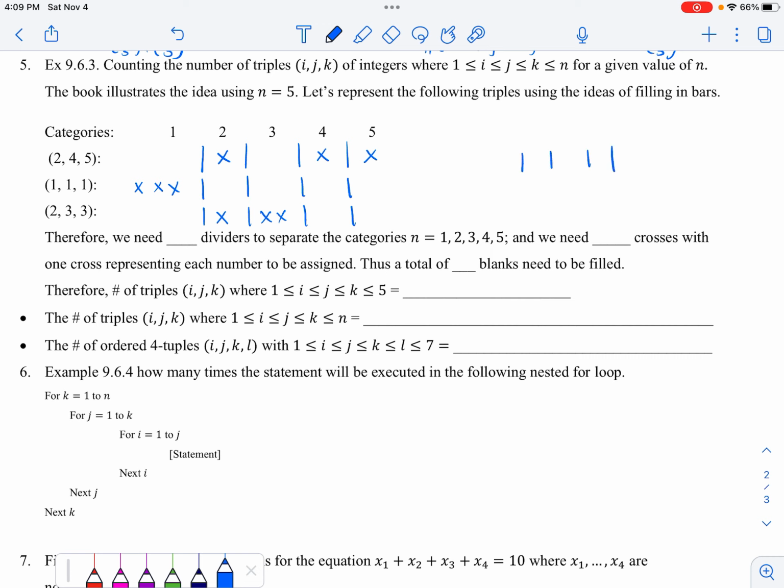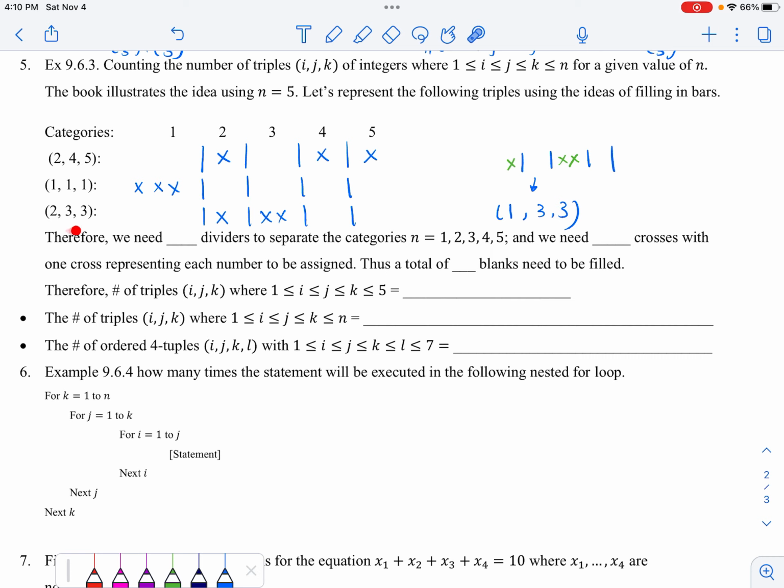I hope that you recognize what this result is. Suppose I give you that and that. Then you know this represents the numbers 1, 3, and 3. So what I'm trying to say here is that every combination here corresponds to a triple that satisfies this criteria.